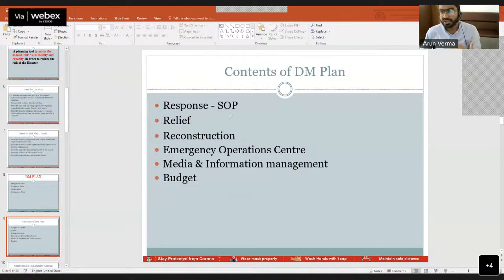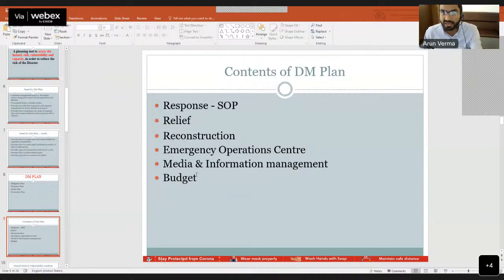What are the SOPs of a response? The SOPs of a response will comprise who will be the nodal officer in which situation. If we are making a DM plan for Samastipur University, a Central University, we should demarcate that the vice chancellor, sir or ma'am, should be the nodal officer for this calamity. If it occurs, he will activate an incident response team: who will be the second boss, who will command the people. That should be comprised in the SOPs.